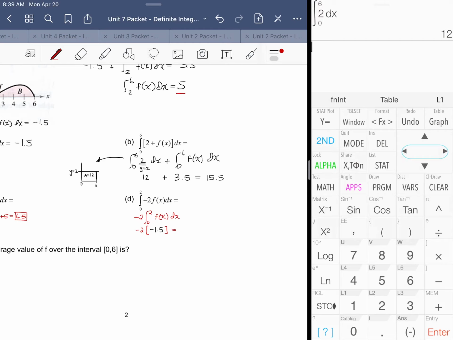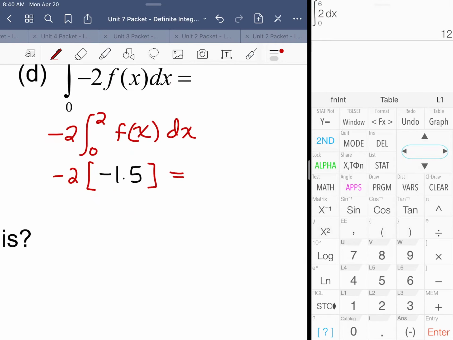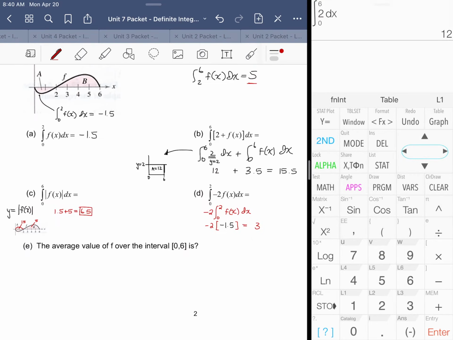It's a constant multiplier. It's a value that you're multiplying a function by. All right? So you can multiply a derivative by that same value, antiderivative, a limit. Right? There's so much you can do with it. That's why the greatest common factor was so important way back in Algebra 1. All right? Negative 2 times negative 1.5 gives us the result of 3.